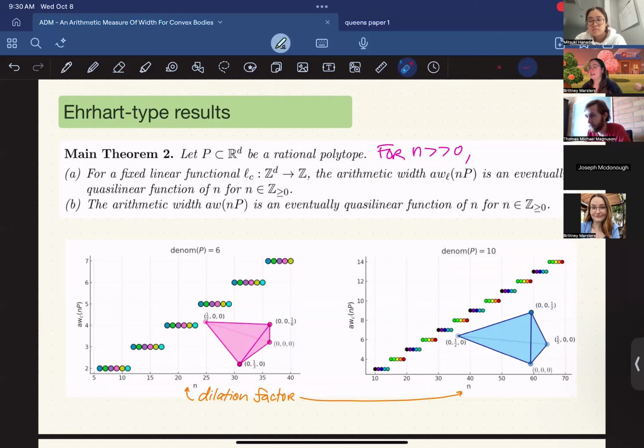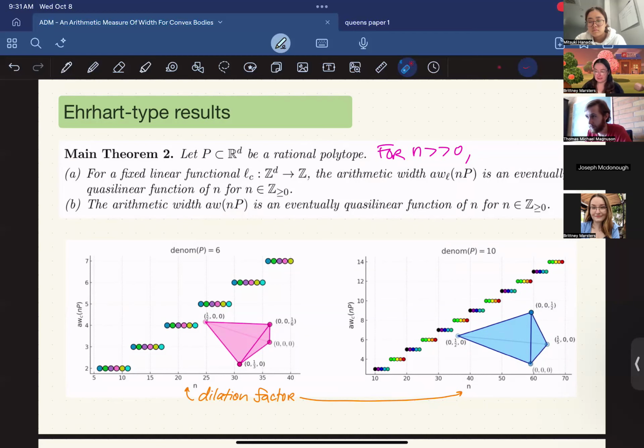You're taking all of your lattice points and dilating them. Ehrhart theory says we should get some sort of quasi-polynomial there, but I'm hitting it now with an integer linear functional, so linear, quasi-linear, that feels about right. But what I find really remarkable is the second part, which says that even when I descend to the minimum, it is still eventually quasi-linear in the dilation factor.